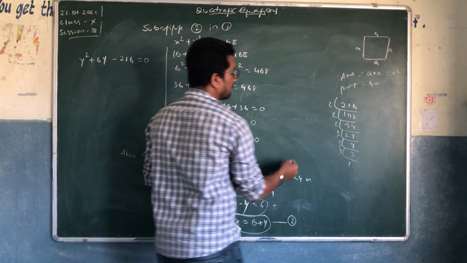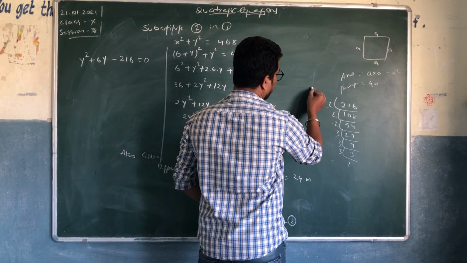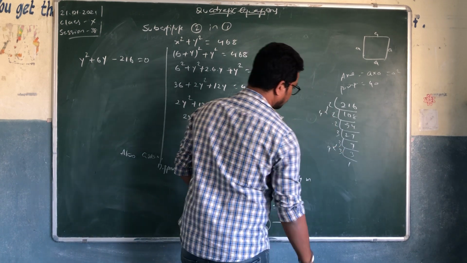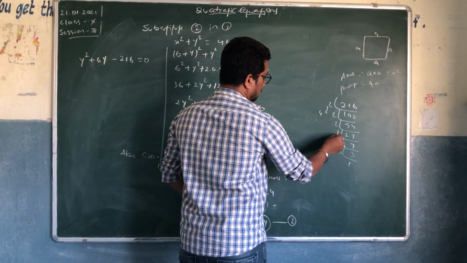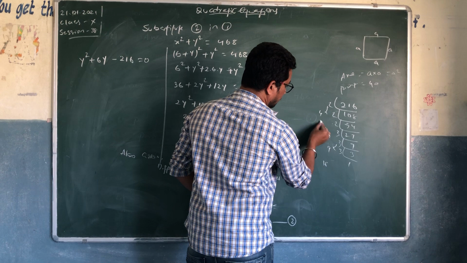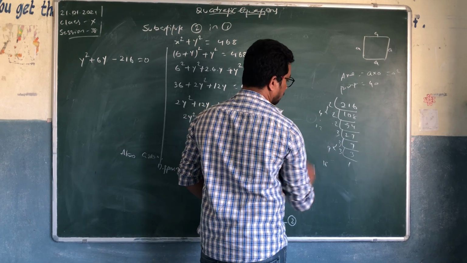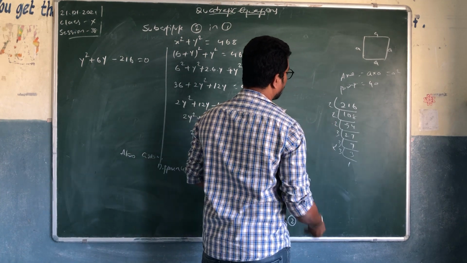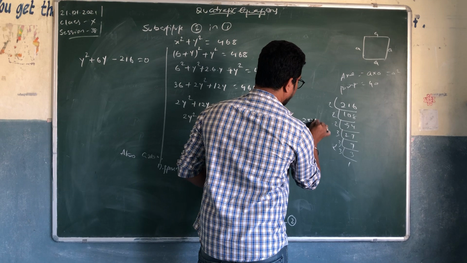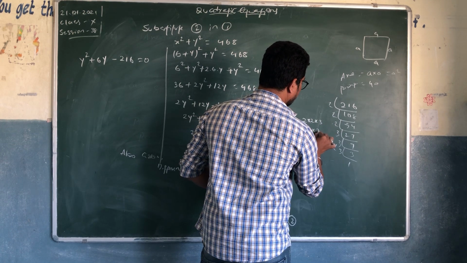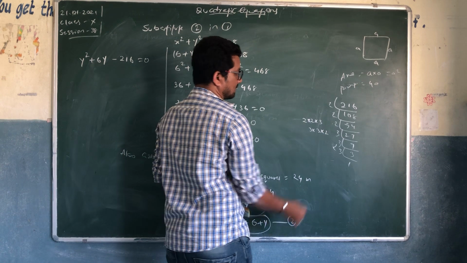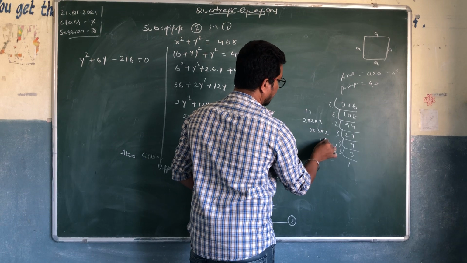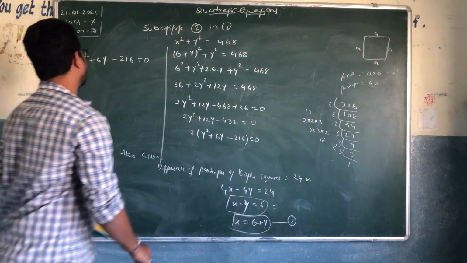So what can I do? 2 twos are 4, 3 threes are 9, and we remain with this 2. 2 nines are 18, 3 fours are 12. 18 minus 12 is 6. See how I got it. I am dividing 216 into two parts: 2 into 2 into 3, and 3 into 3 into 2. 2 twos are 4, 4 threes are 12. 3 threes are 9, 9 twos are 18. 18 minus 12 is 6.